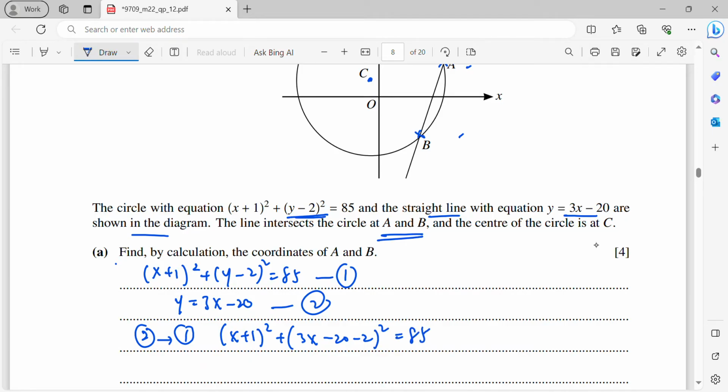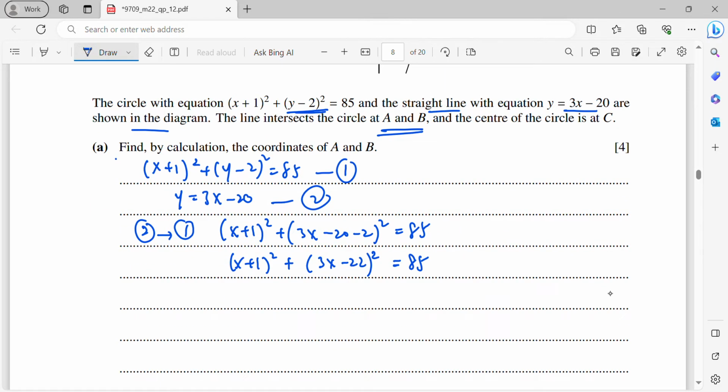Okay, now before I do expansion, I will simplify the second term on the left hand side first. It will be 3x minus 22 for the term inside the bracket. And then from here, I will expand it using the quadratic expansion formula. So square of a plus b is basically a squared plus 2ab plus b squared.